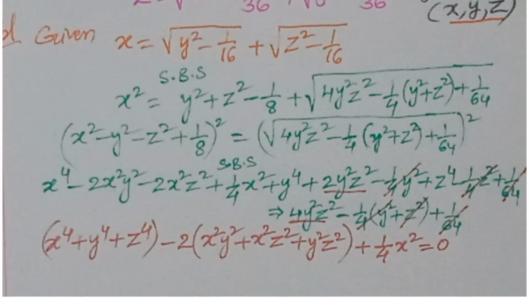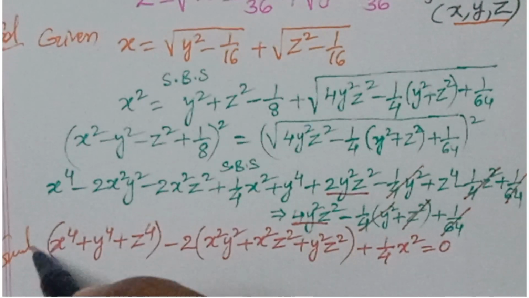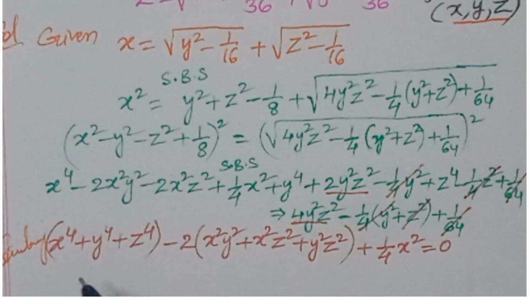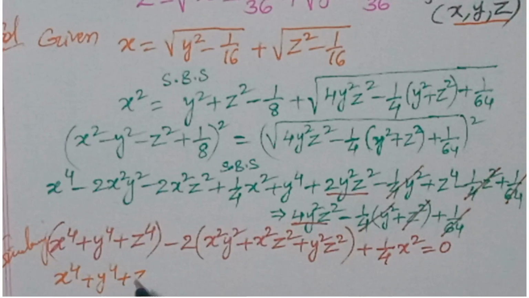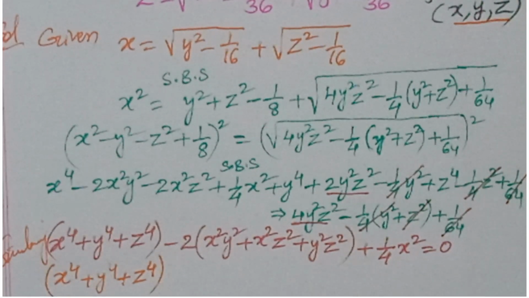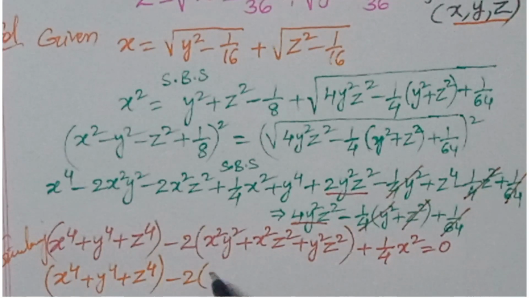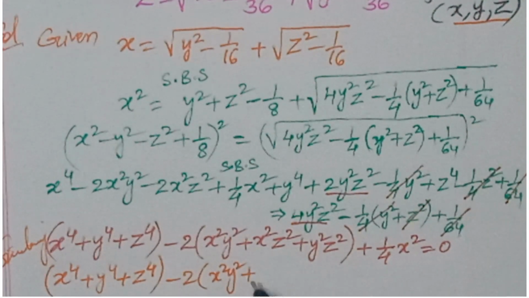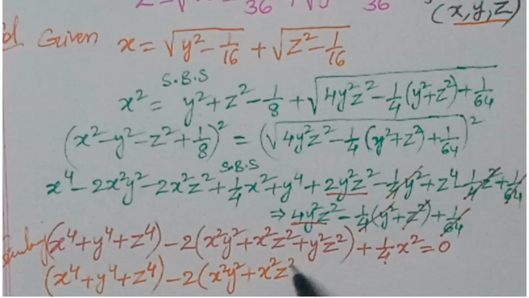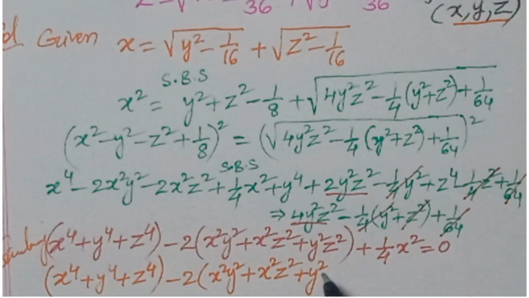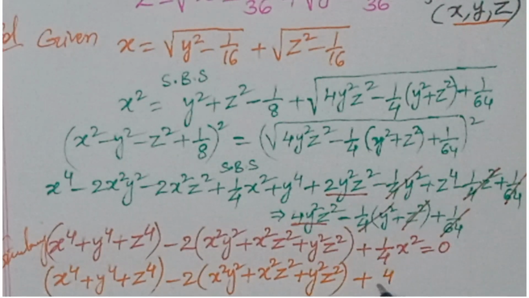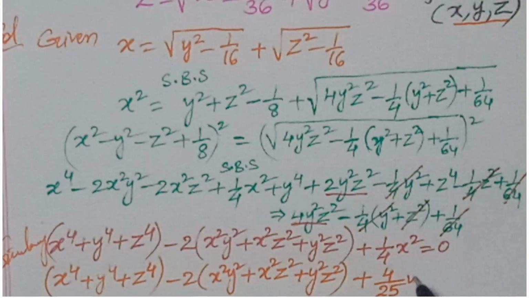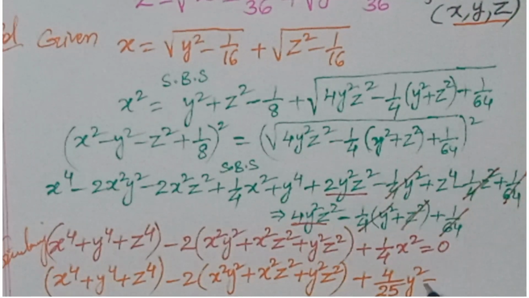Similarly, you can write the remaining two. x to the power of 4, y to the power of 4, z to the power of 4 minus 2x square y square plus 2x square z square plus y square z square plus 4 by 25 y square is equal to 0.